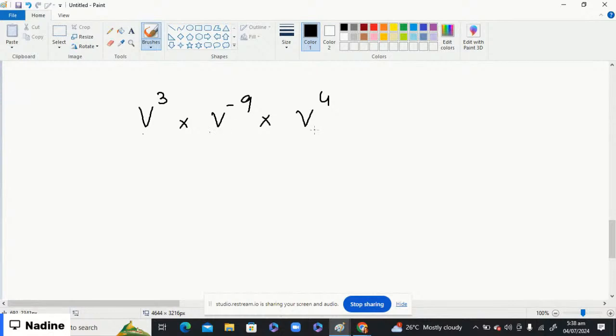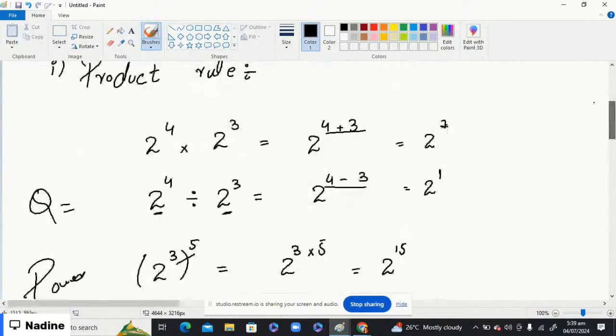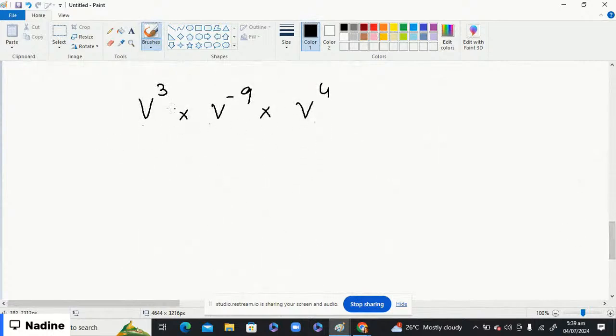All the bases are the same, as I already wrote down in the product rule. If your bases are the same, your powers should be added. So here all the bases are the same, so we just put only one base here and add up all the powers: 3 plus minus 9 and plus 4.